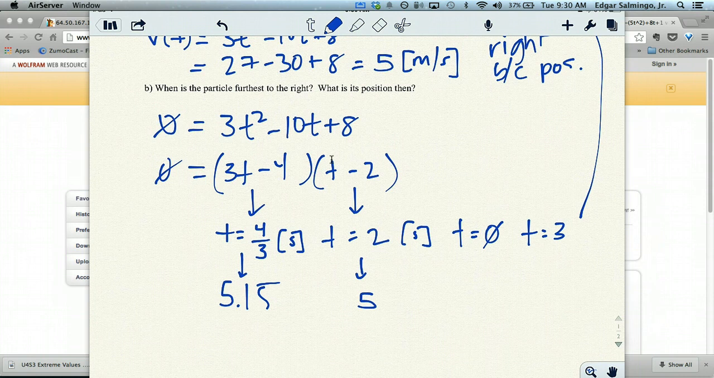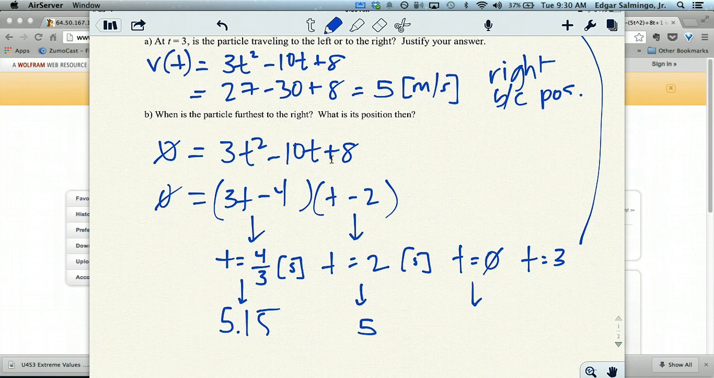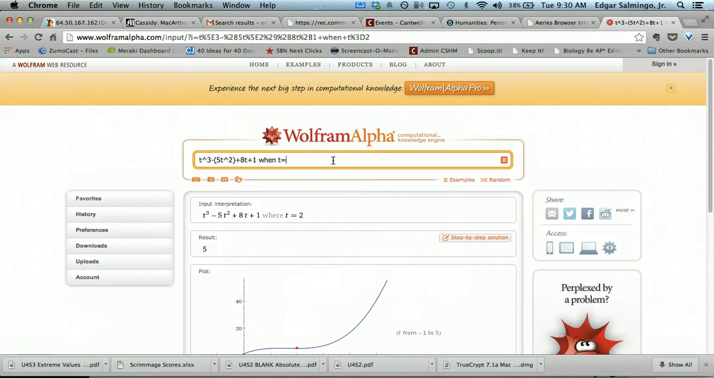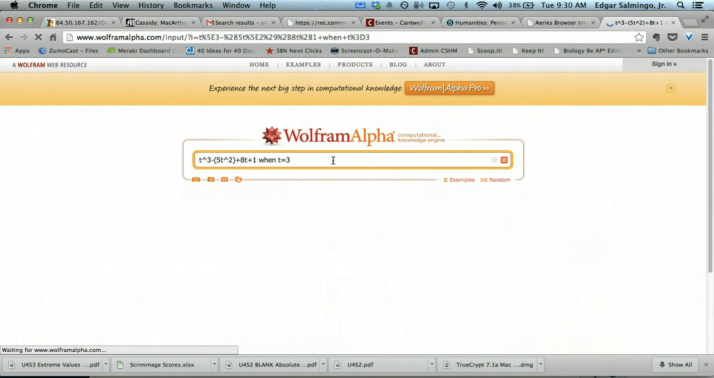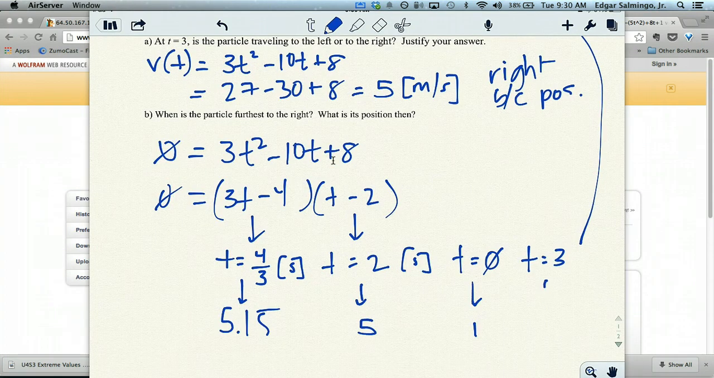If I plug in 0, it should be very simple for you. If I plug in 0, you can look at the original function. They all become 0 except for that 1. And if I plug in 3, again, I'll go back to my calculator. I'll plug in 3. Let's see what it tells me. And I get 7. So here are all my critical points and the endpoints. I'm plugging in all the numbers, and this is what I get: 5.15, 5, 1, and 7.